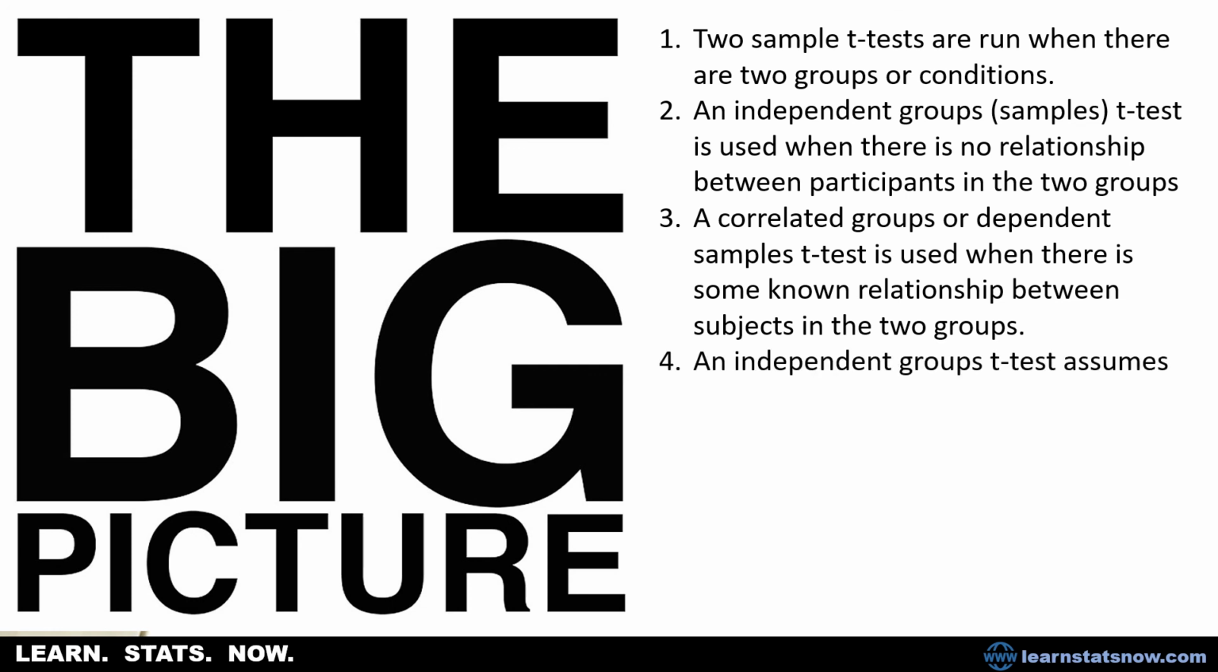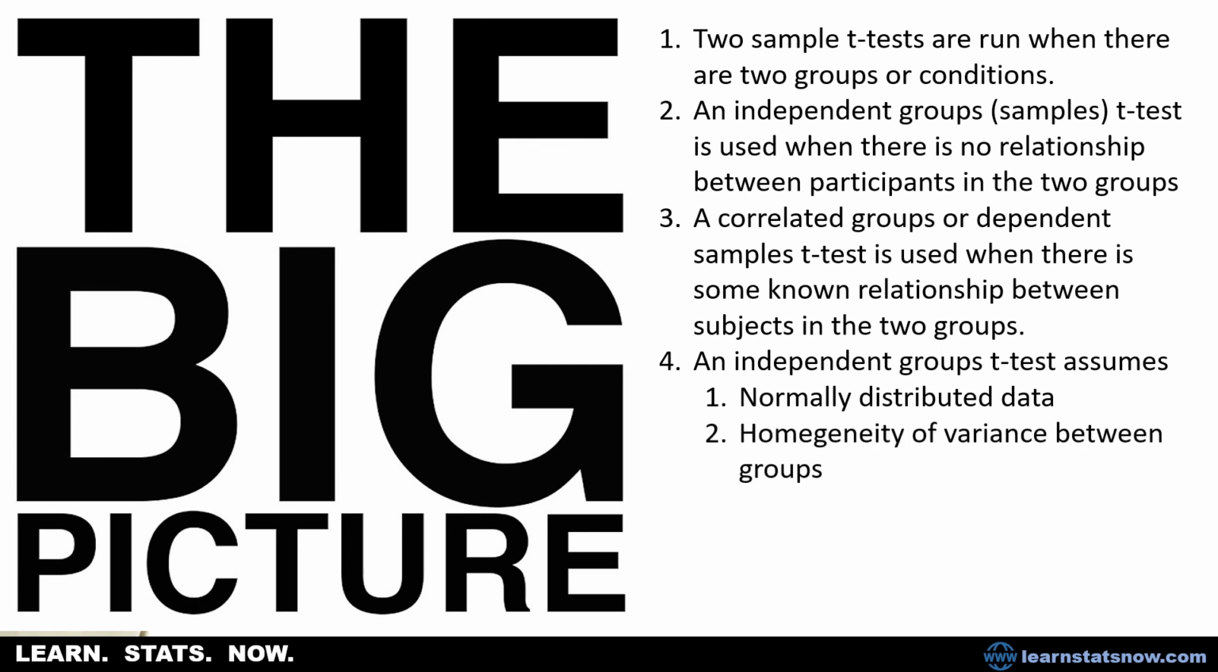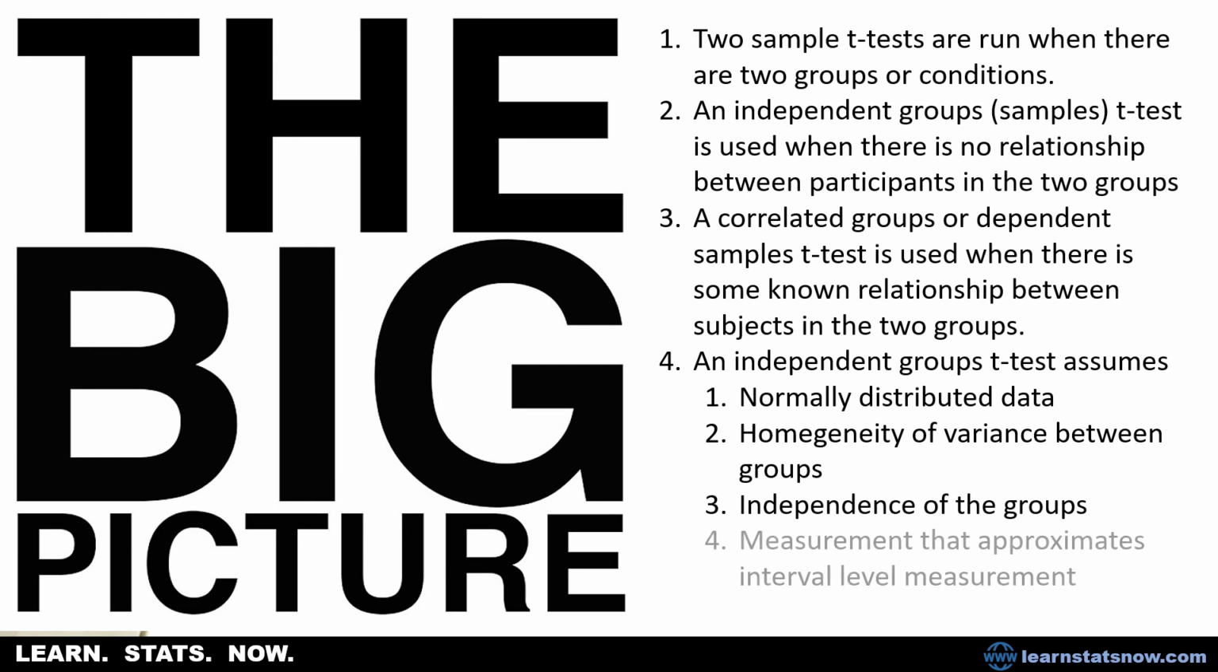Now, in terms of assumptions, the independent groups t-test assumes that the data, the raw score distribution, is normally distributed, although there can be violations of that, and the t-test is pretty robust against that violation. Homogeneity of variance exists between the two groups. They have equal variances in the population. The groups themselves are independent and the scores are independent. So any given score should not depend on any other score in the data set. And then finally, we have measurement that approximates interval level measurement.